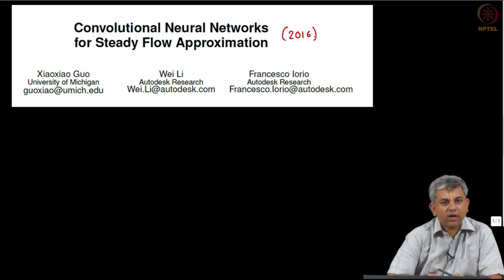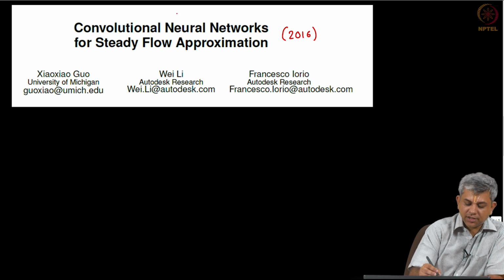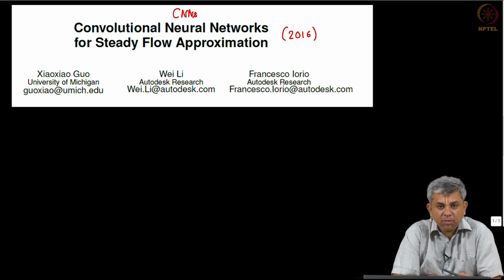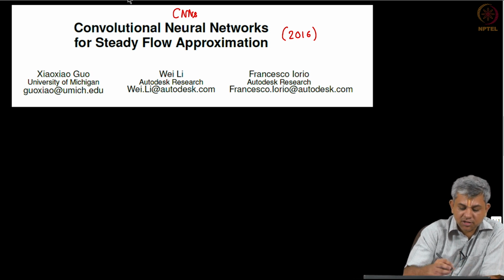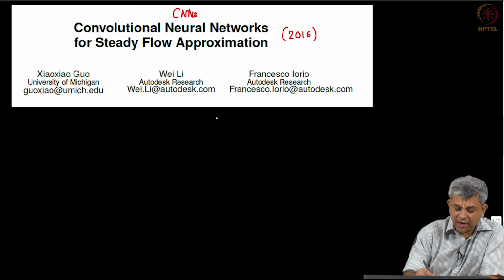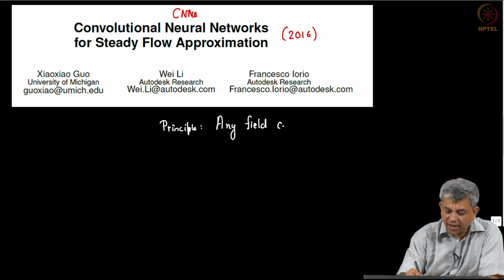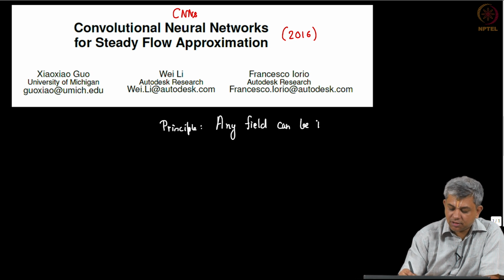Okay. So, what they used was, as you can see in the title, CNNs. The first trick that they have used, which I would like you to think about seriously, since CNNs have become extremely powerful over the last 5-6 years, is the fact that, this is the principle, any field can be interpreted as an image.